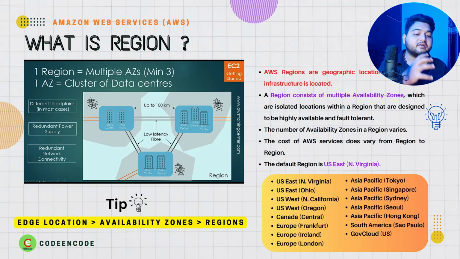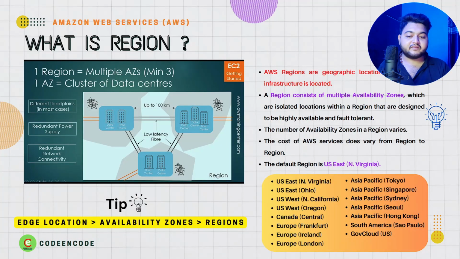So a region consists of multiple availability zones. We will be discussing them in the next slide, which are isolated locations within a region, right? They are isolated from each other, designed to be highly available and fault tolerant. I have discussed all these terms in great detail in lectures 2 and 1. The number of availability zones in a region can vary, and the cost can also vary. The cost of AWS services does vary from region to region, right?